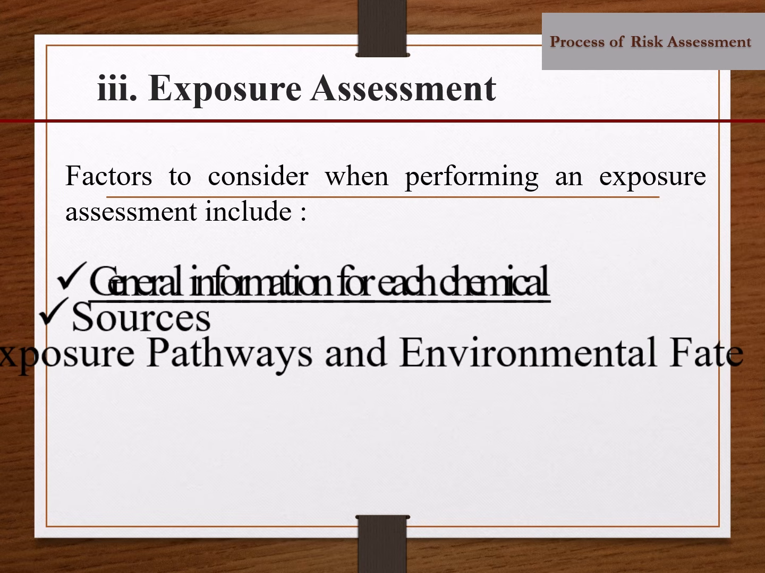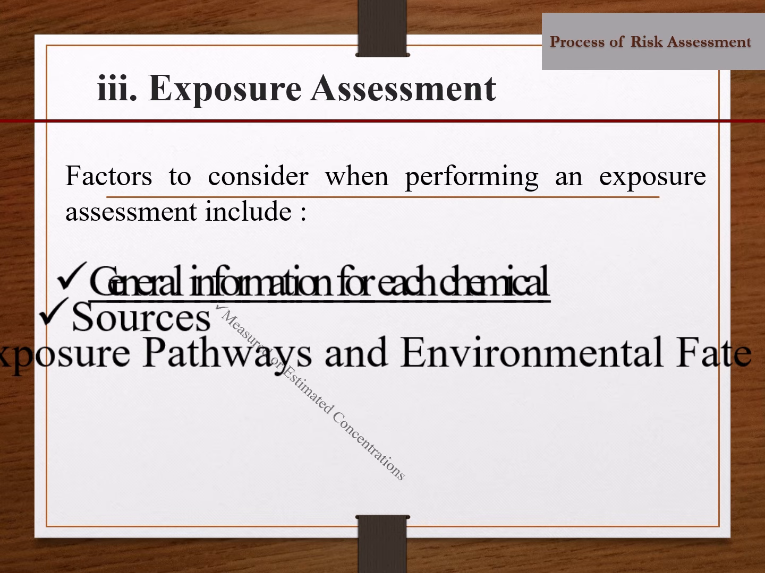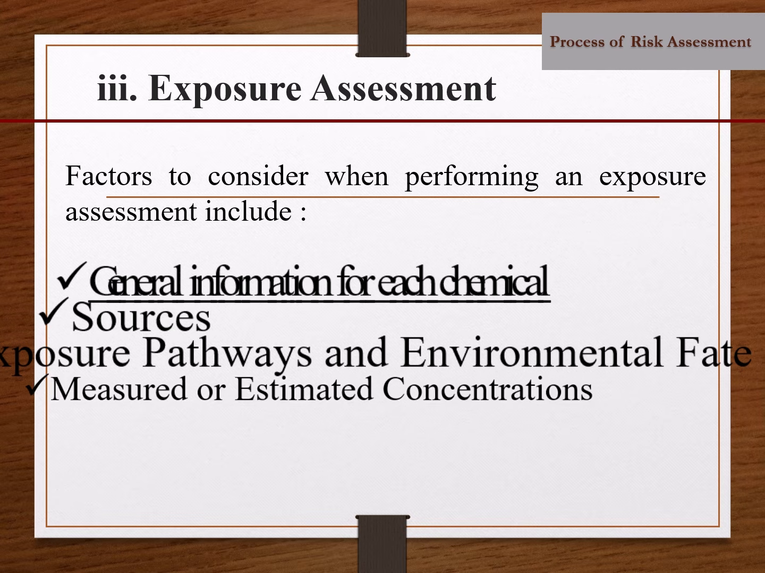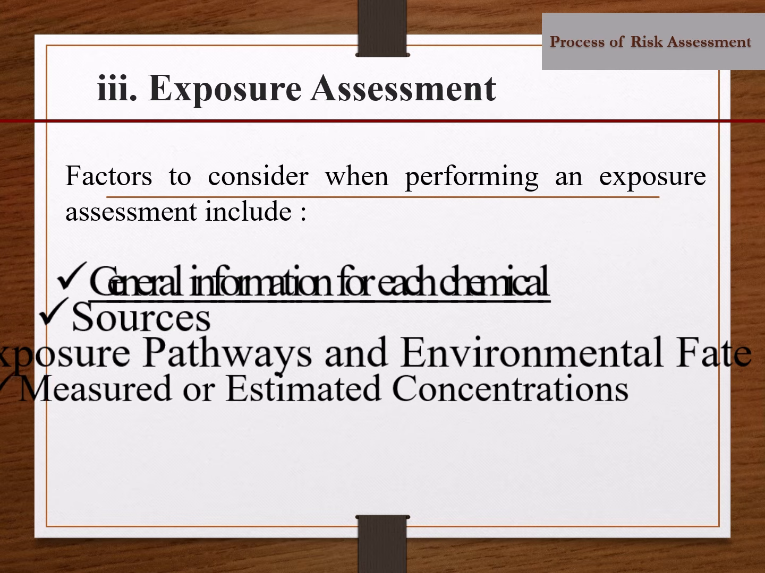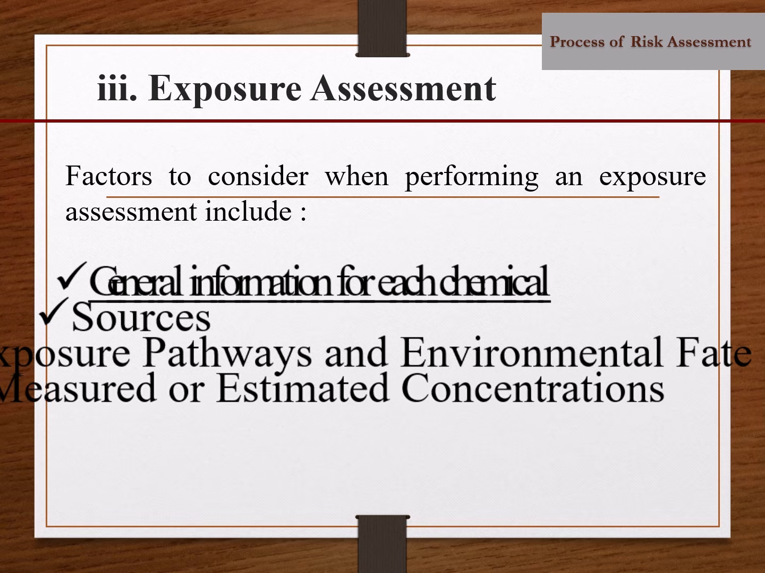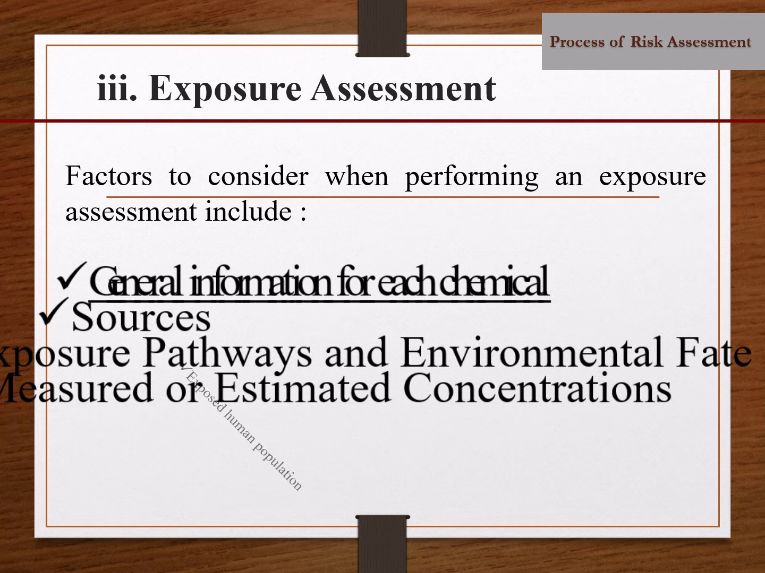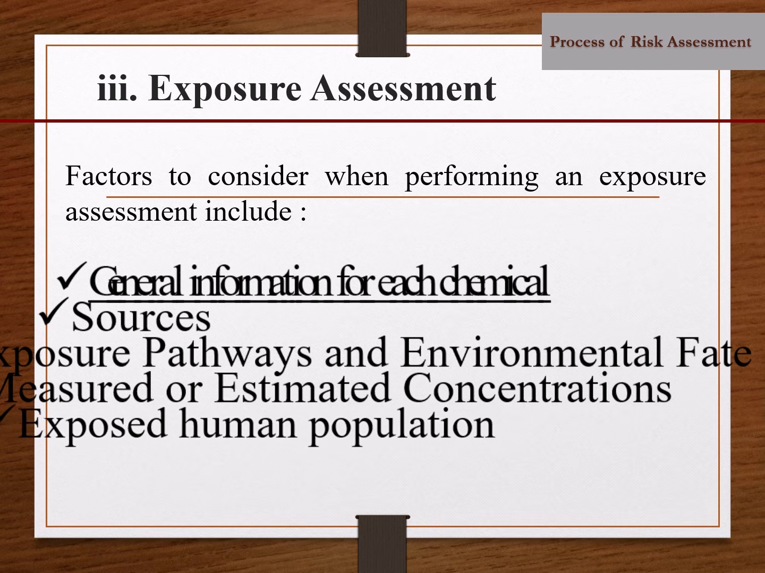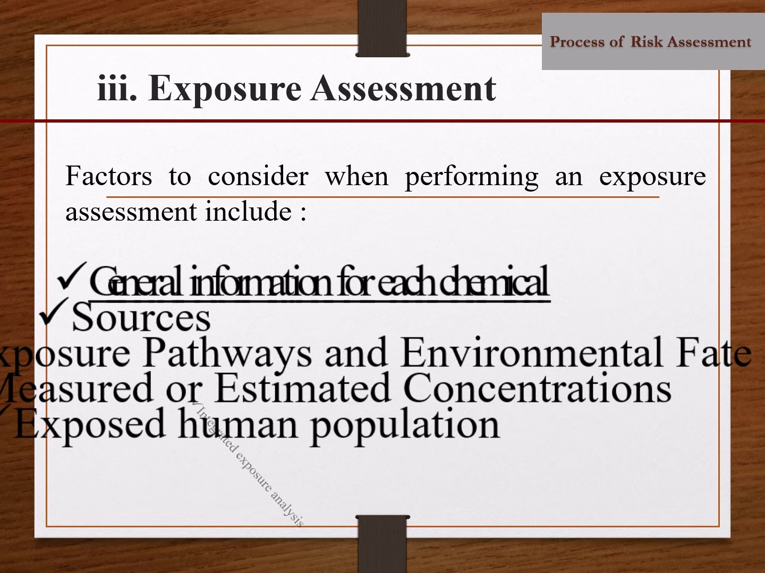Measured or estimated concentrations provide information related to uses of measurements and estimation of environmental concentrations. Exposed human populations includes size and characteristics of the population and its location. Integrated exposure analysis: calculation of exposure includes identification of the exposed population and identification of pathways of exposure.